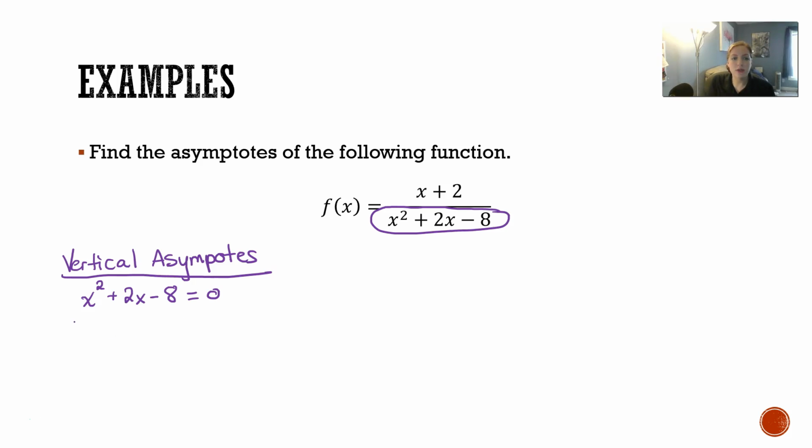Just as a reminder, to factor this, we're going to break it into 2 binomials. We're looking for what multiplies to give us negative 8, but adds to give us positive 2. What will multiply to give us negative 8 will be positive 4 and negative 2. That multiplies to give me negative 8, and when I add that together, I do get a positive 2. Yay! Then we want to take each factor and set it equal to 0.